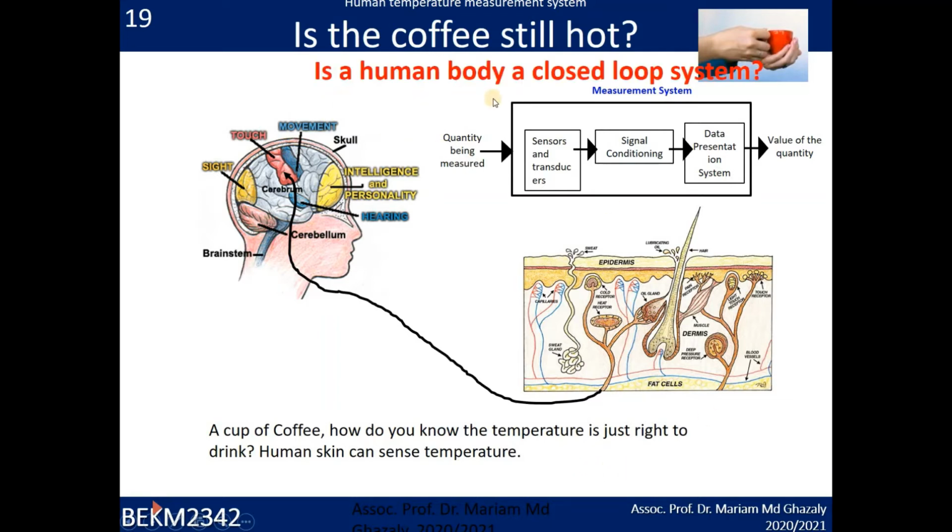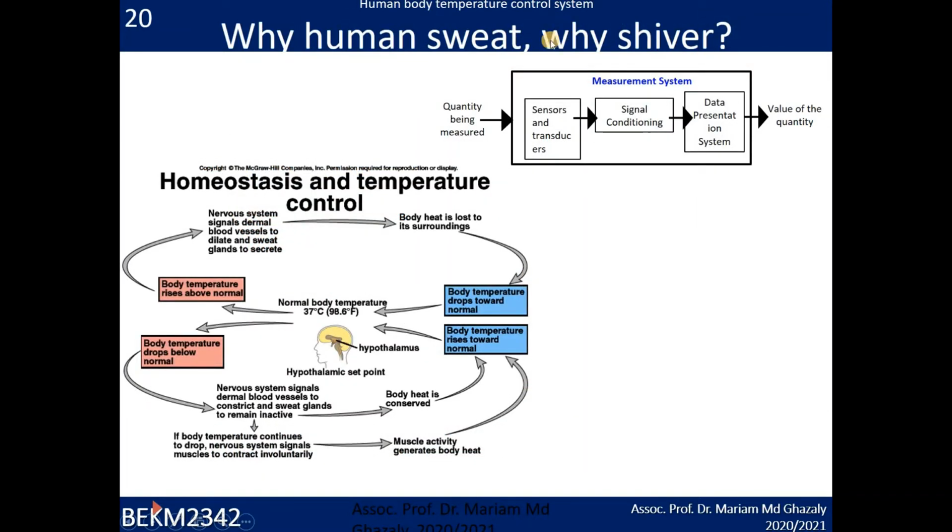Okay, so is a human body a closed loop system? So what do you think? Is it a closed loop or an open loop? Another example is our human body temperature control system, which is our body, the whole of the body.